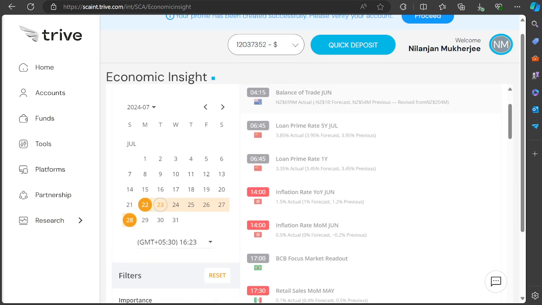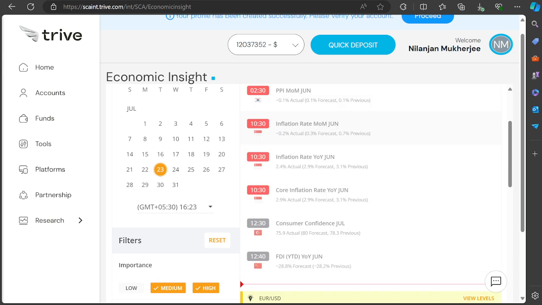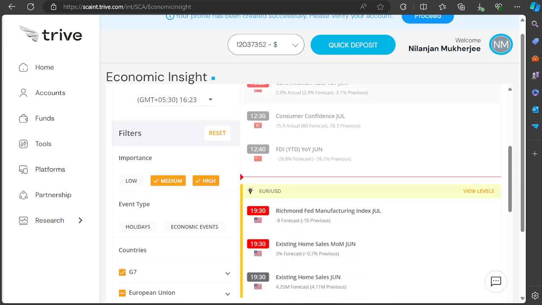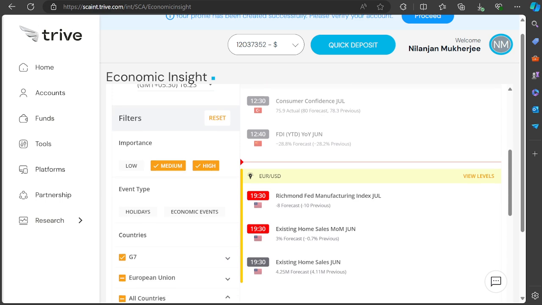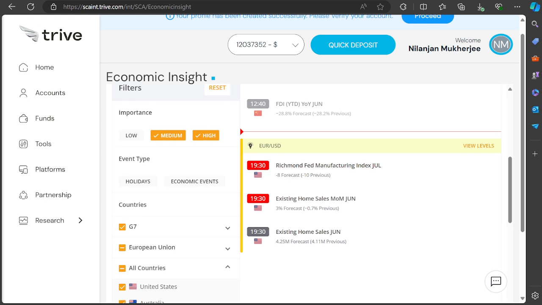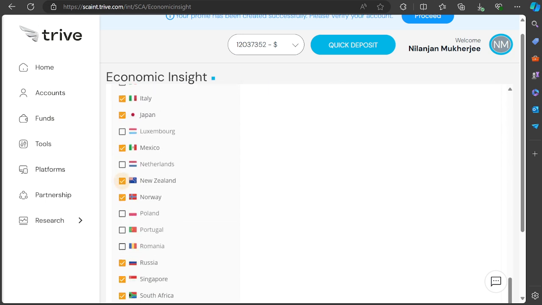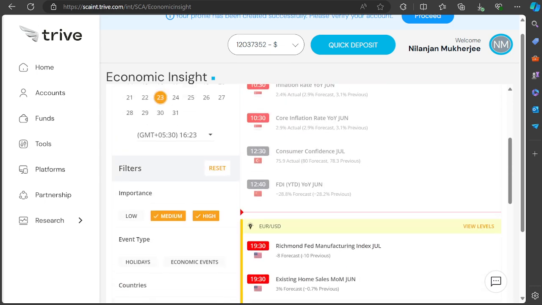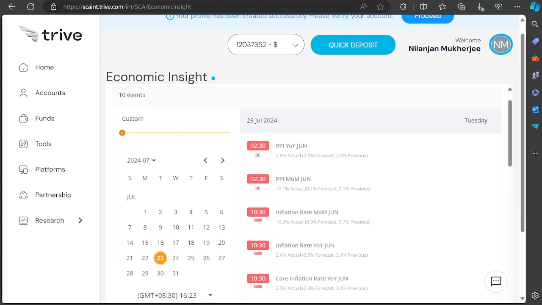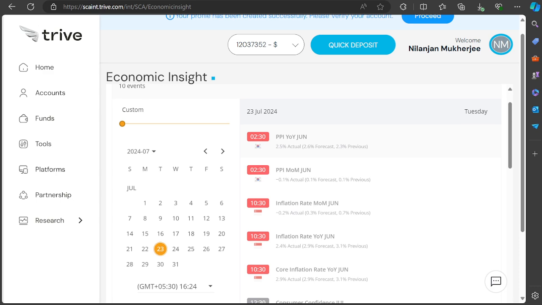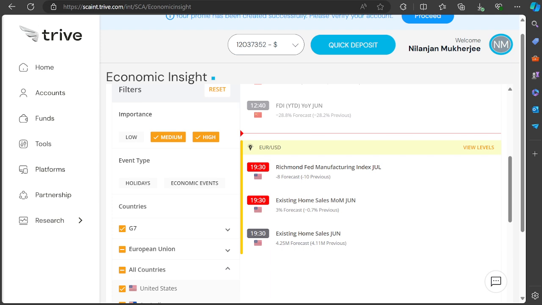In this, you can set the date from here. Suppose we are using GMT plus 5:30 time, and you can use filters like the importance of data. You want to see medium, high, or low impact data, what type of events you are looking for, and what countries you want to choose. Using these filters, you'll see a list. Suppose I am looking here at the 23rd of July, what data is lined up. You can see that PPI YOY data is lined up, and like this you can scroll down.